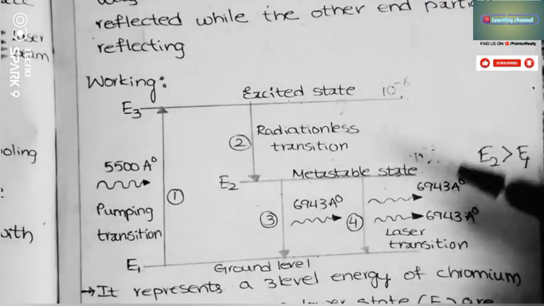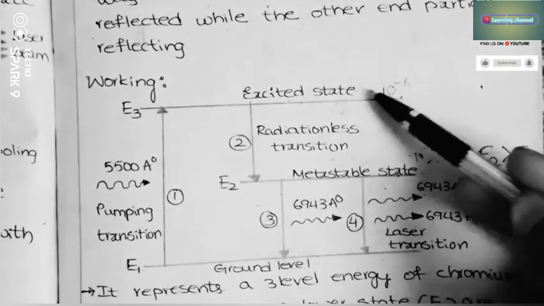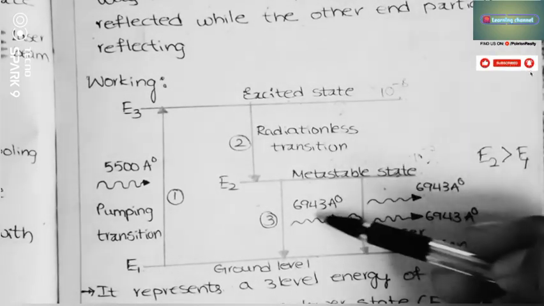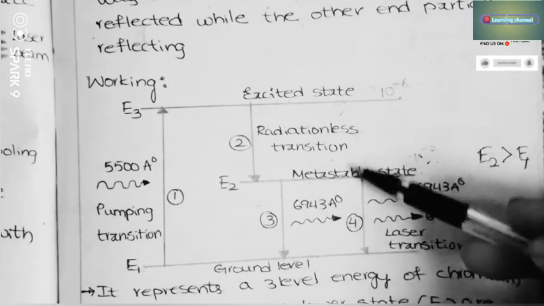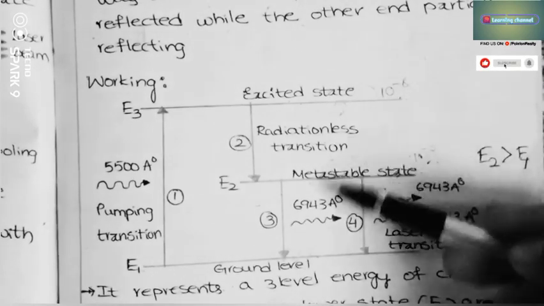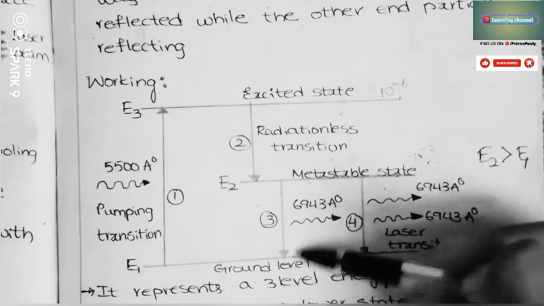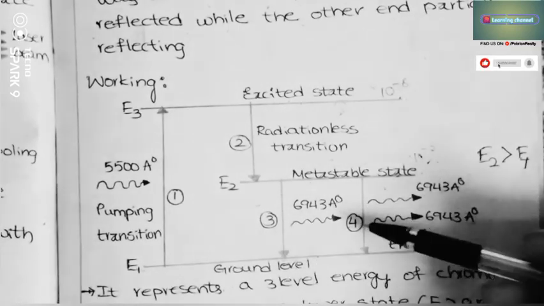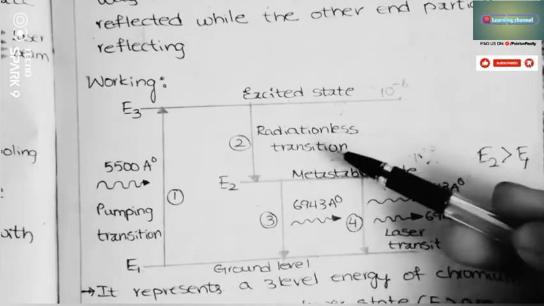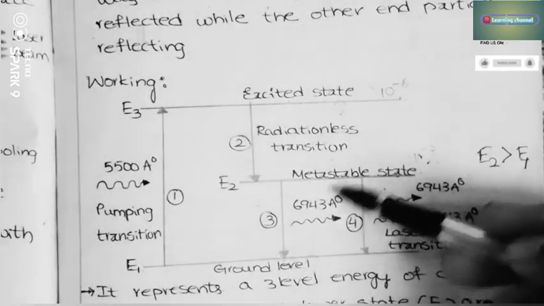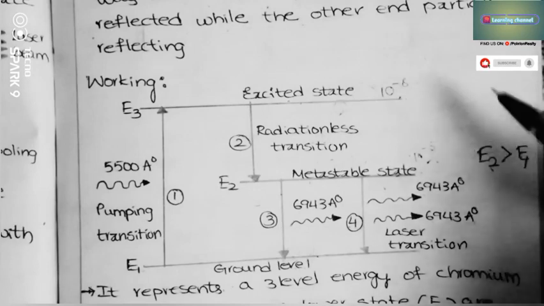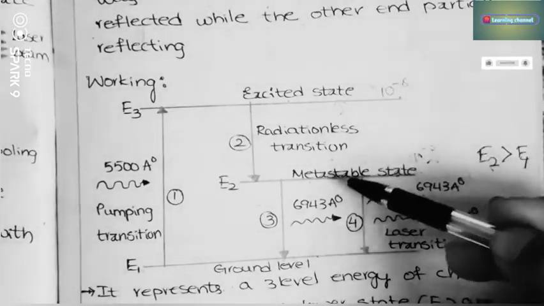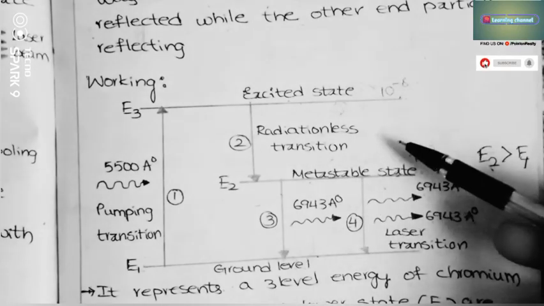So what happens after some time? Here the chromium ions will be triggered by these photons. Because of that, the population inversion doesn't take place, because after some time the ions in the ground level will increase, so there is no population inversion. After some time, again the same process goes on, and again we will get population inversion. Because of this we get a pulsed laser. Why? Because after some time we cannot have the population inversion.